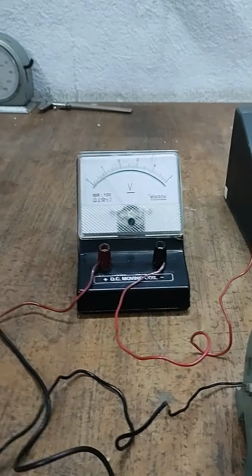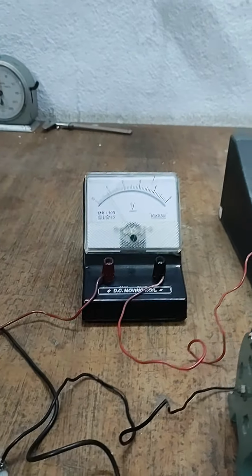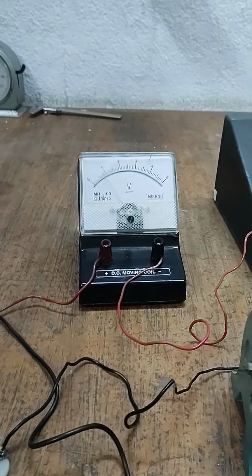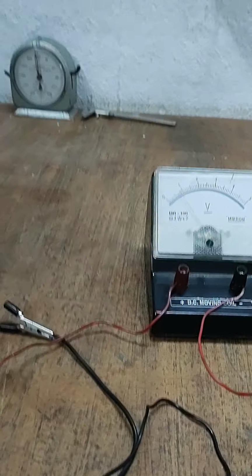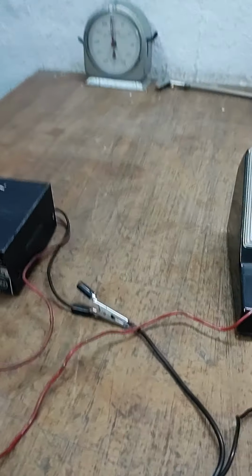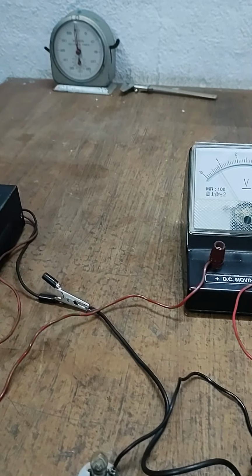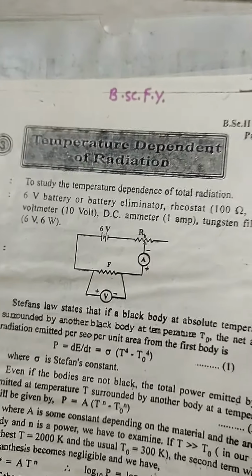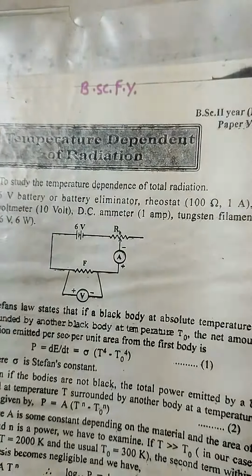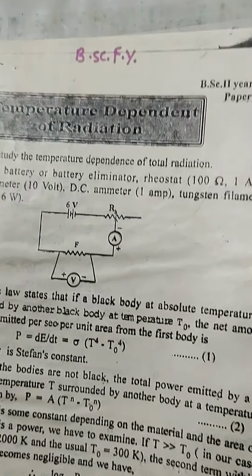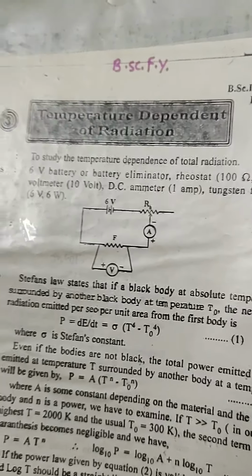Today we will see the second year BSc physics experiment. Name of the experiment is temperature dependence of radiation. Now the apparatus is as shown. This is the chart of the experiment. Aim of the experiment is to study the temperature dependence of total radiation.